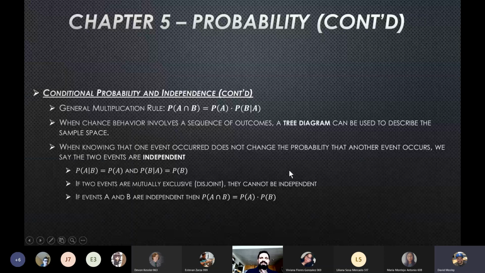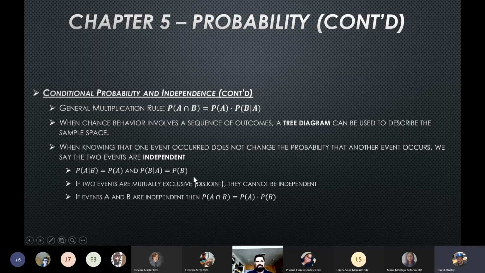When knowing that one event occurred does not change the probability that another event occurs, we say the two events are independent. Right? The probability of A given B is equal to the probability of A, and the probability of B given A is equal to the probability of B, if events A and B are independent. We use the idea of independence a lot throughout the rest of the course.